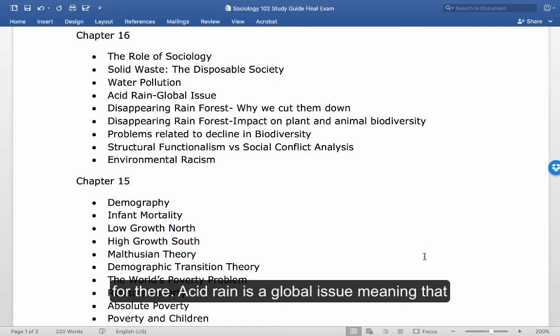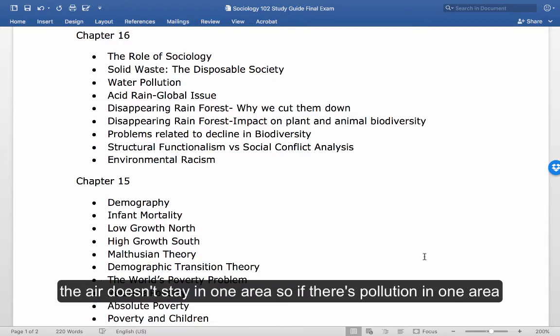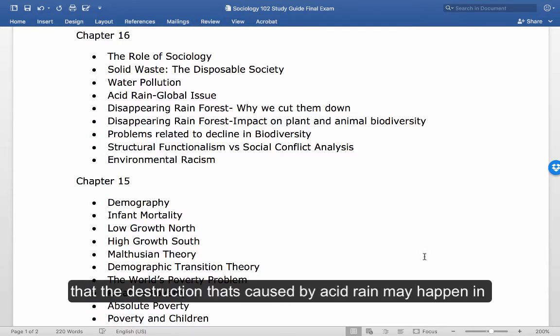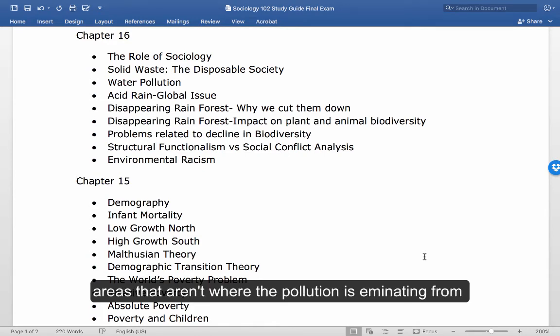Acid rain is a global issue, just meaning that the air doesn't stay in one area. If there's pollution in one area, this pollution can flow to other areas, so the destruction that's caused by acid rain may happen in areas that aren't where the pollution is emanating from.